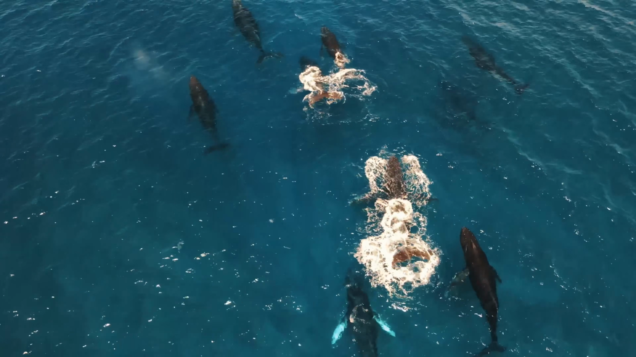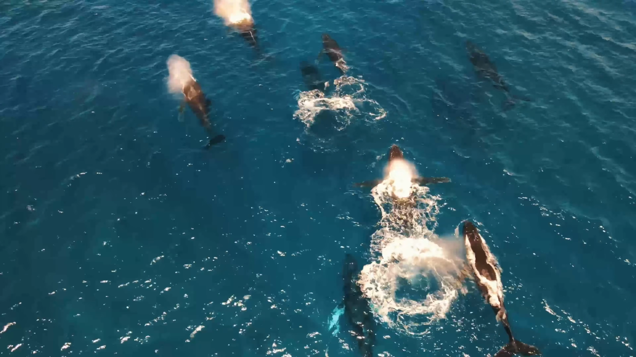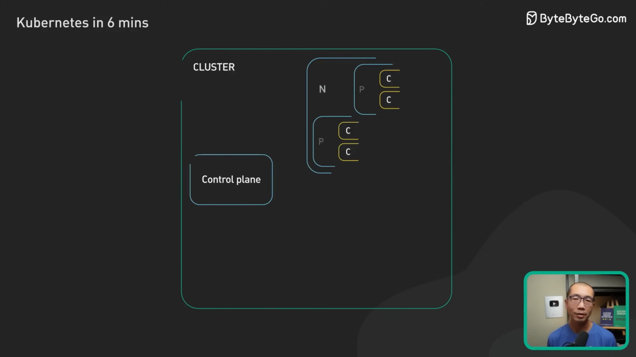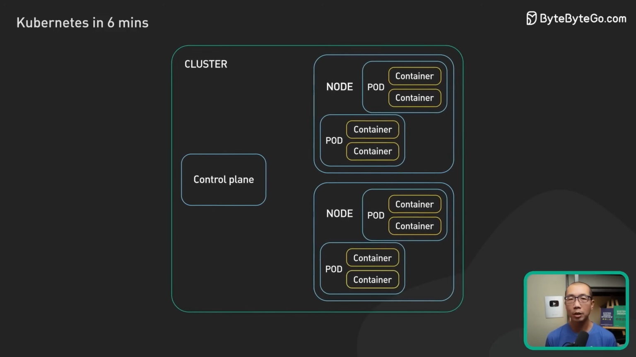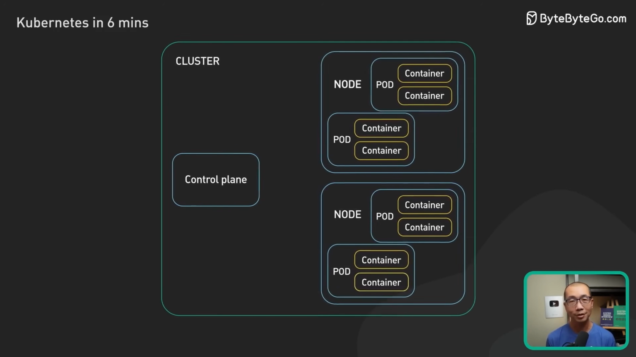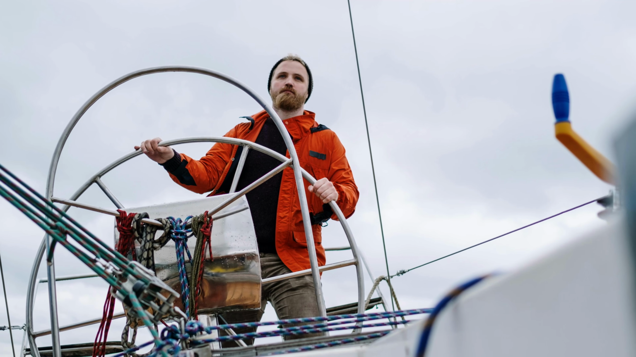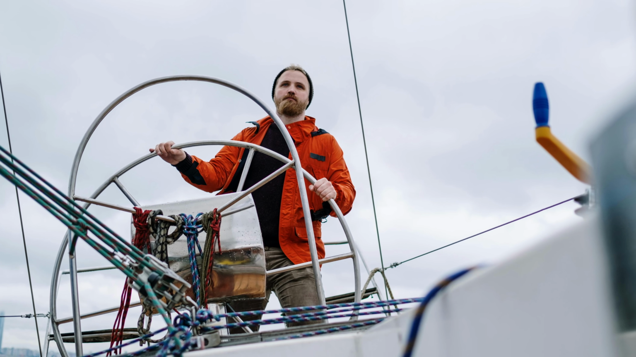The word pod in Kubernetes comes from a pod of whales, which is just a group of whales. Just like multiple whales swim together in the ocean, multiple containers can run together in a pod. This nautical theme is consistent throughout Kubernetes. In fact, the word Kubernetes itself means helmsman in Greek. It's the person who steers a ship. So a pod is not a container, but a pod is a collection of containers.